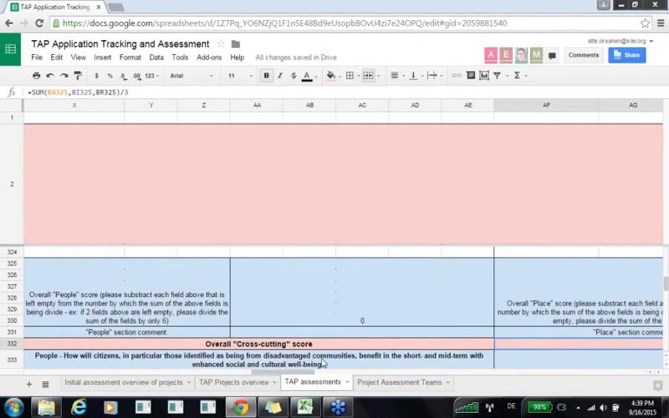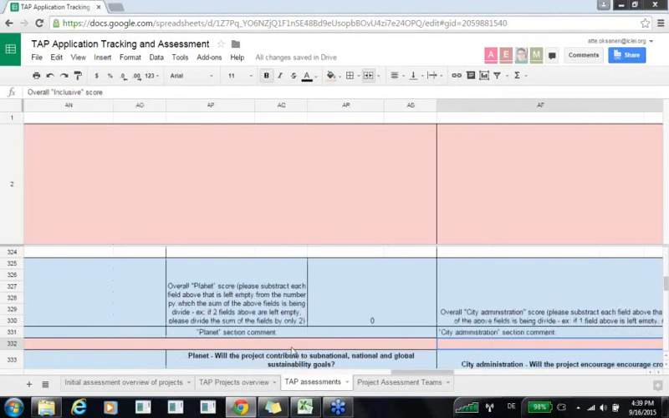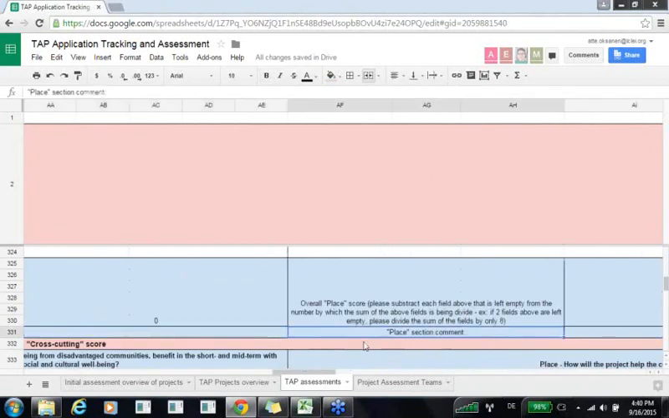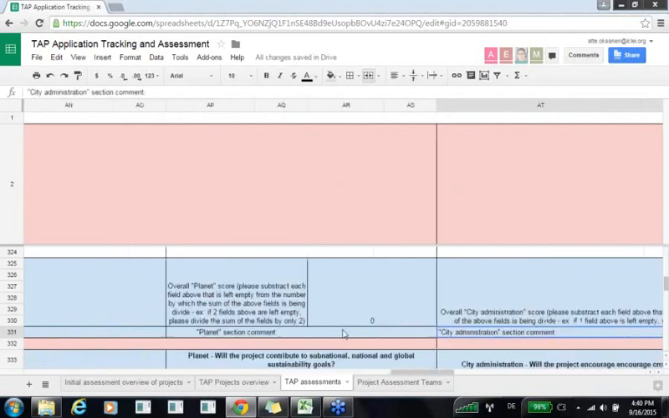So that's how you would get an overall cross-cutting score. Right. And yet again, for each of these subcategories, like place, planet, and people, there are comment sections. So remember to fill those in.